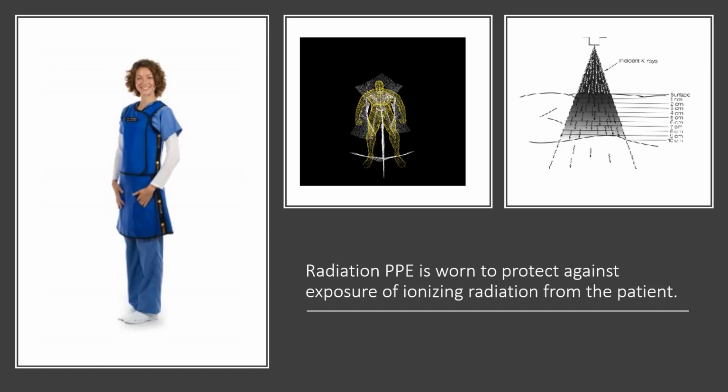To protect the occupational worker from the cumulative dose of radiation that they receive over a 1-year period, we use PPE, or personal protective equipment, such as lead vests, lead shields, etc.